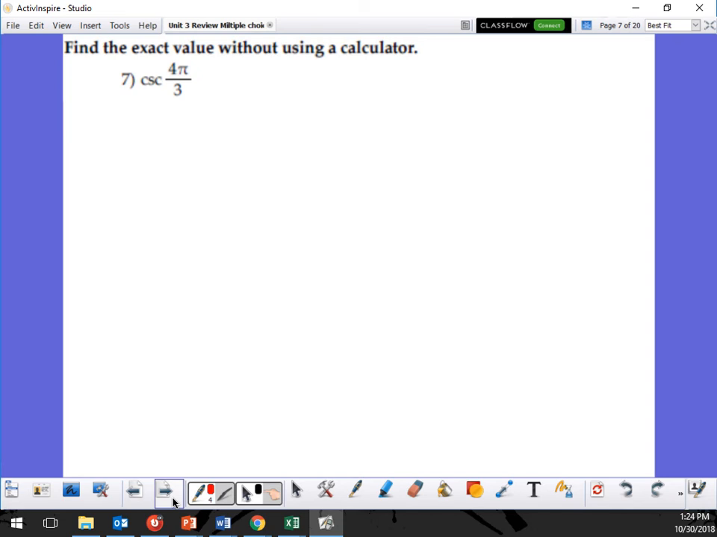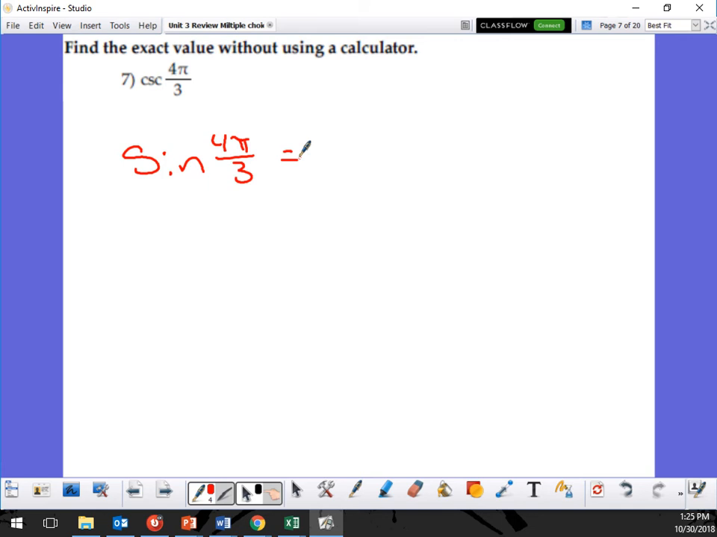All right, so 4 pi over 3, you guys found it, right? Yeah. 240. Okay, so now, on the unit circle, look in the upper right-hand corner. Cosecant is the reciprocal of sine, right? Yeah. So first, what is the sine at 4 pi over 3?